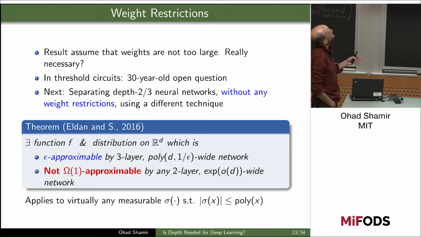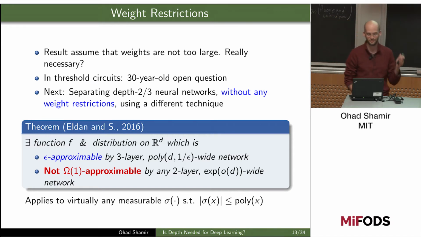So what we show is that there exists some function and some distribution which is epsilon approximable with a polynomial size depth-3 network, but any two-layer network you won't be able to approximate unless the width is exponential in the dimension. And this works for just about any activation function you might care about. Basically, it needs to be measurable, and increase only polynomially.